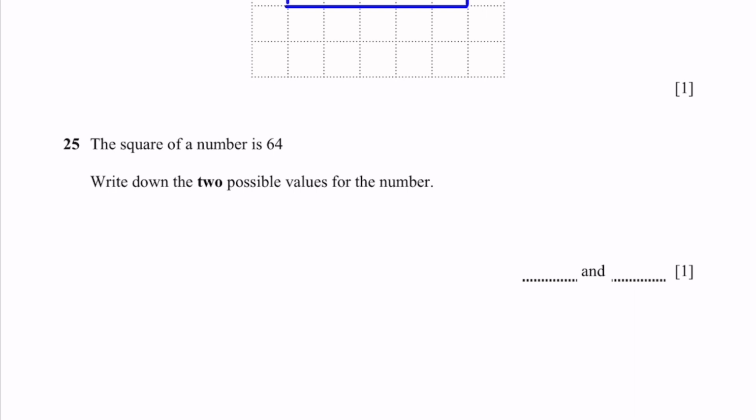Question 25. The square of a number is 64. Write down the two possible values for it. That means that the number is just root 64, which is equal to plus or minus 8. That means it can be either positive 8 or negative 8. That's the answer.